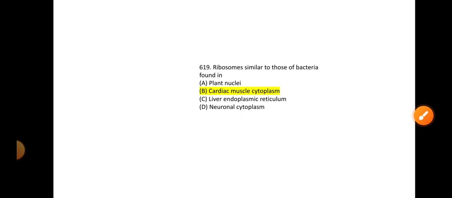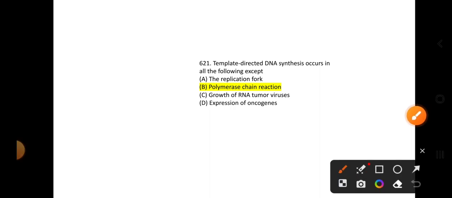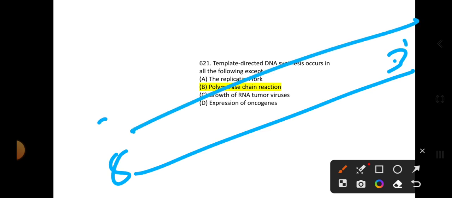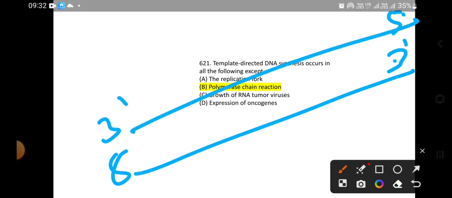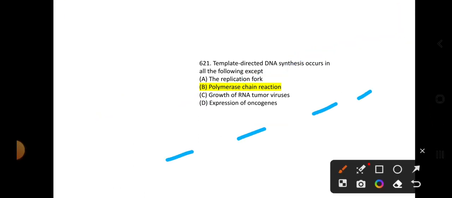Ribosomes similar to those of bacteria are found in cardiac muscle cytoplasm. Informative question. Template directed DNA synthesis occurs in all the following except. It is asking this because there is no entire template. For example, DNA synthesis will take place in 5' to 3' direction, so it requires a template in 3' to 5' direction. So in case of PCR, we give only small primers, not a complete template. Therefore this will be an exception to template directed DNA synthesis.